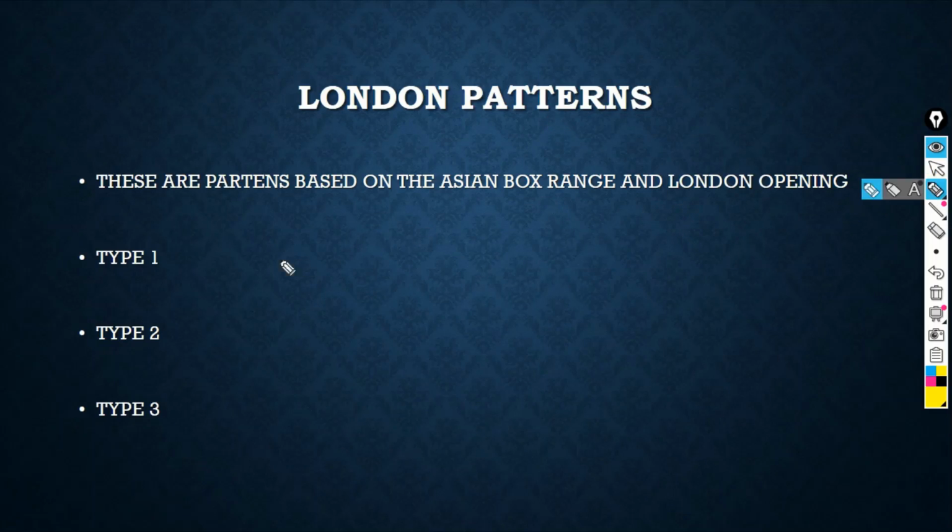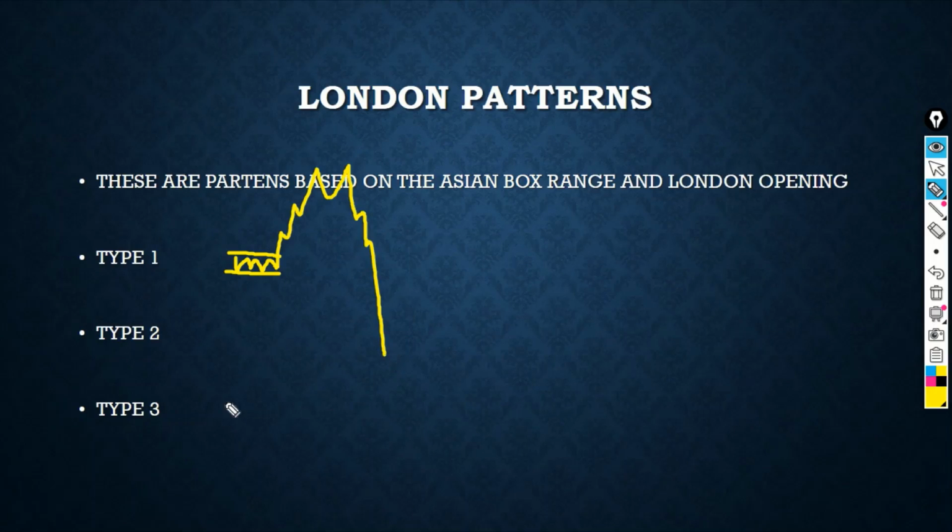Okay, so our type 1 pattern is the typical market maker cycle where the stop hunt will go above the Asian range and creates an M formation. This is a type 1 pattern. You go above the Asian range, the high of the Asian range. If it's to the other side, it's something like this. You go below the Asian range, creates a W into this.